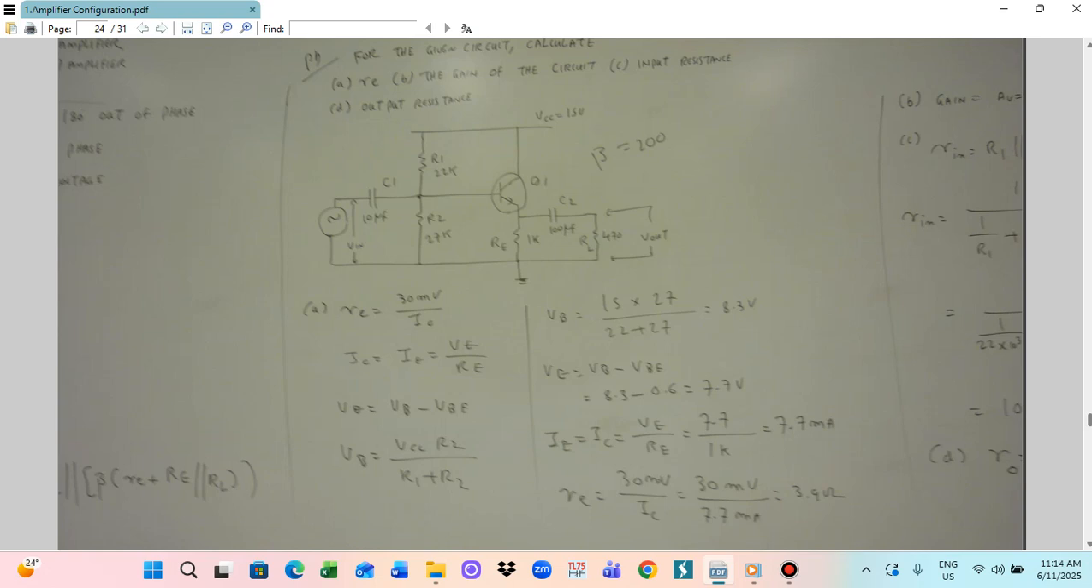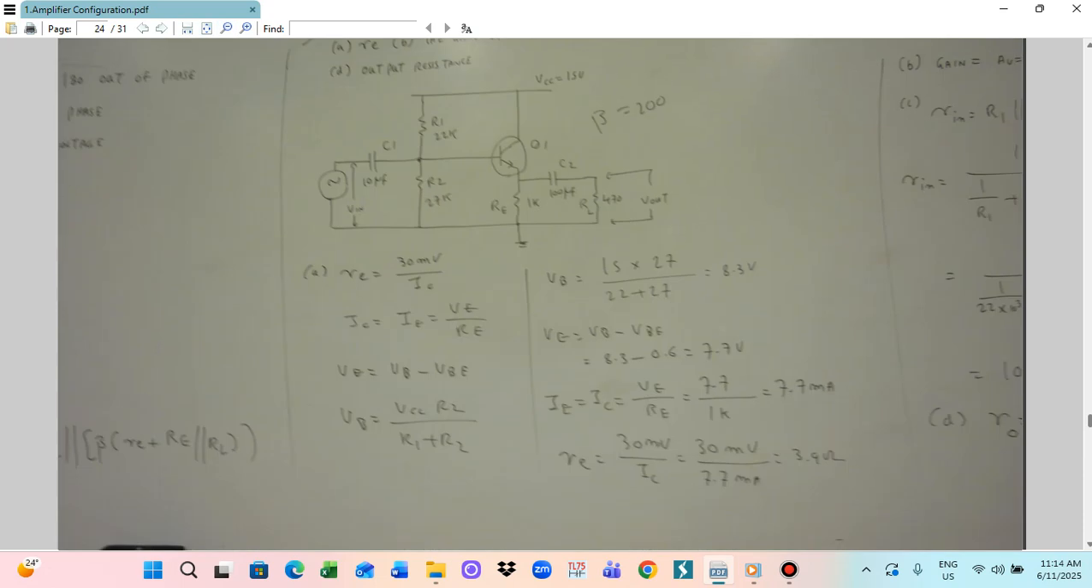Okay, so how to calculate the IC? Firstly you need to know that IC is equal to IE, which is VE by RE. So this is the formula for IC: IC is equal to IE is equal to VE by RE. So we need to calculate the VE. How to calculate the VE? VE is given by the formula VE is equal to VB minus VBE.